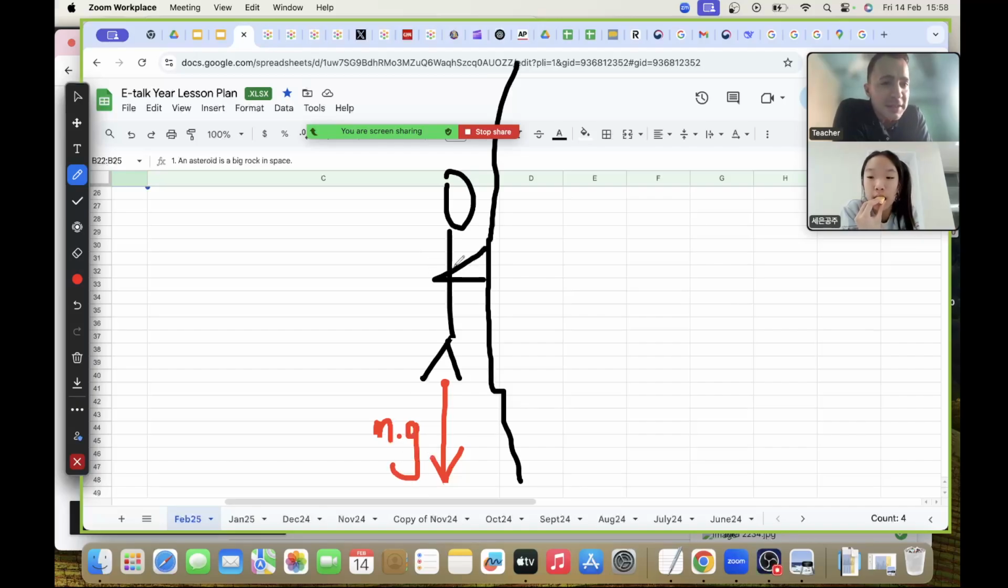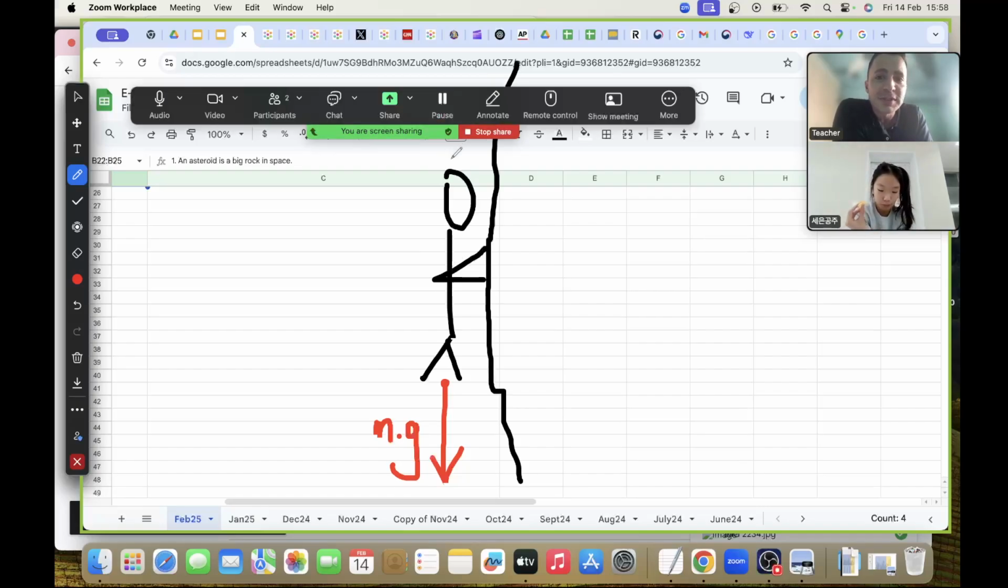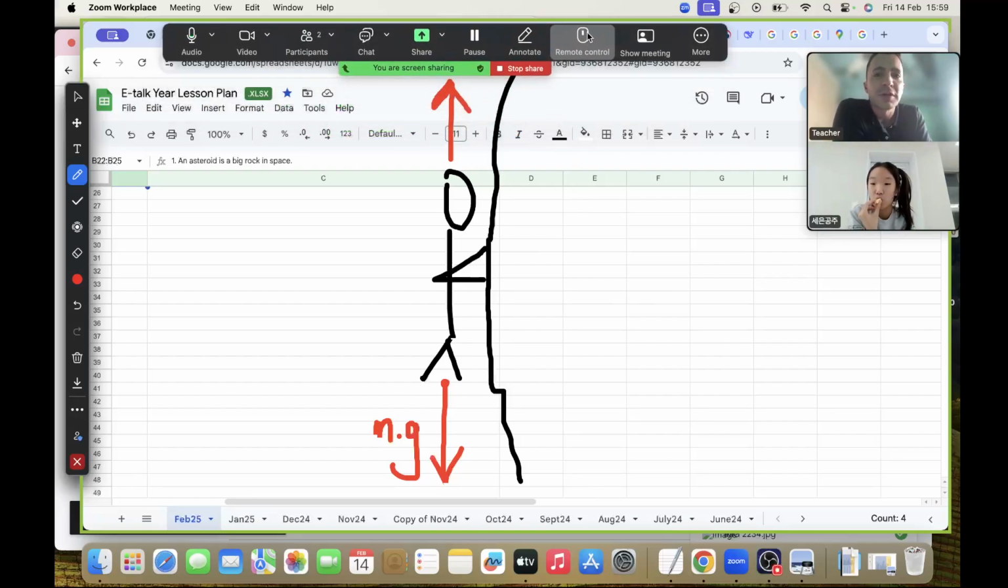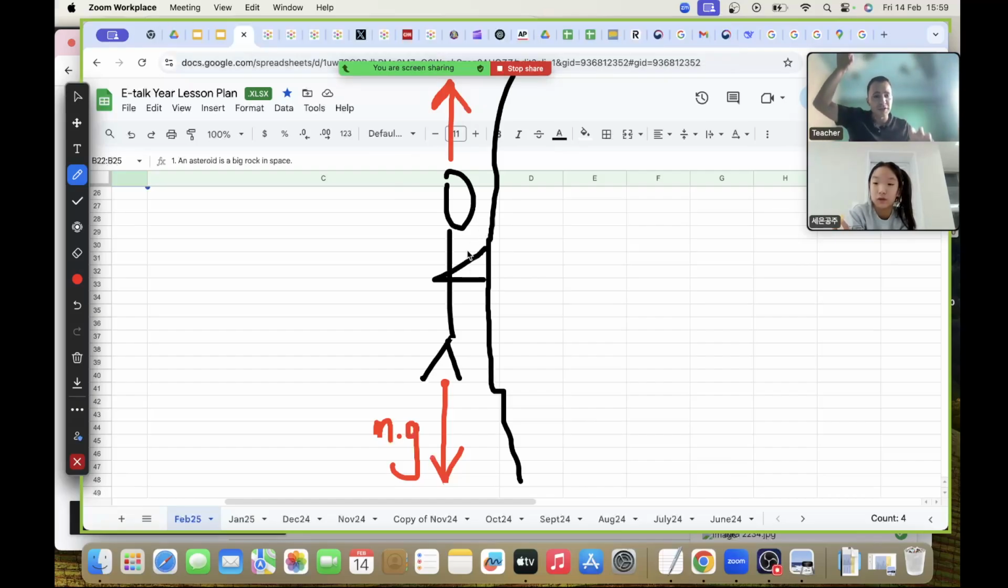He will stay still unless he tries to move up. What is the upward force that is making him... Air resistance? No. How can the air resistance push him up? What is pushing him up? He's climbing. Gravitational force? No, his arms, Lily. His arms are pulling the rocks. And that is what is making him move up. Okay, so I will write here climbing.